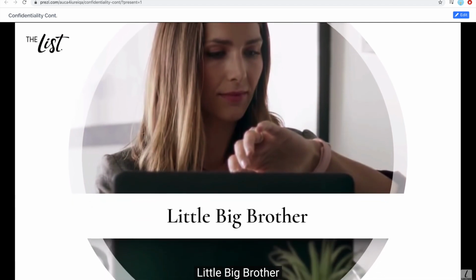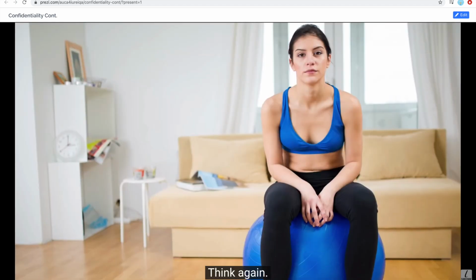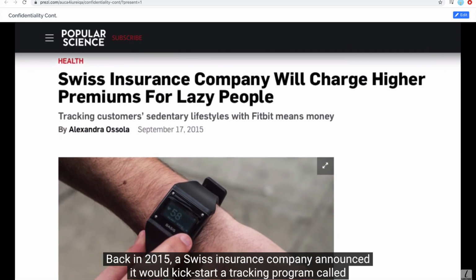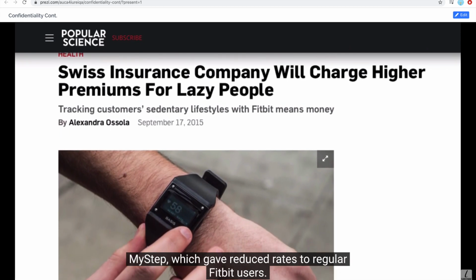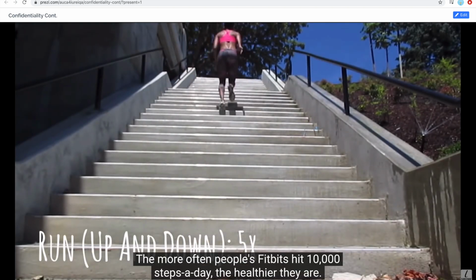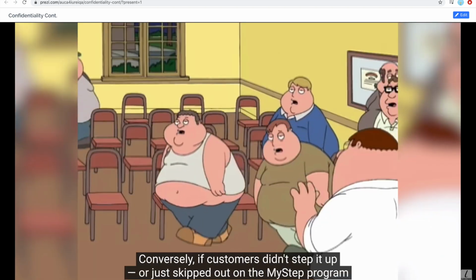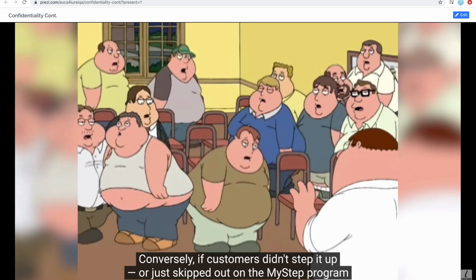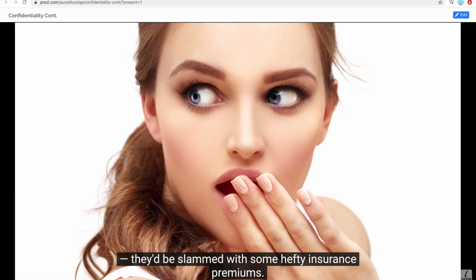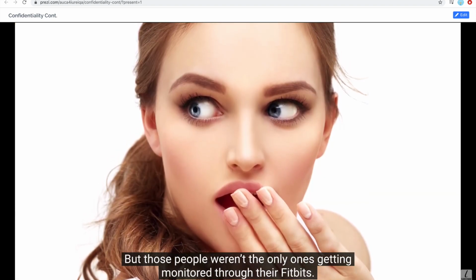Little Big Brother. Think your wellness habits are your little secret? Think again. Back in 2015, a Swiss insurance company announced it would kickstart a tracking program called MyStep, which gave reduced rates to regular Fitbit users. Their logic? The more often people's Fitbits hit 10,000 steps a day, the healthier they are. Conversely, if customers didn't step it up or just skipped out on the MyStep program, they'd be slammed with some hefty insurance premiums.